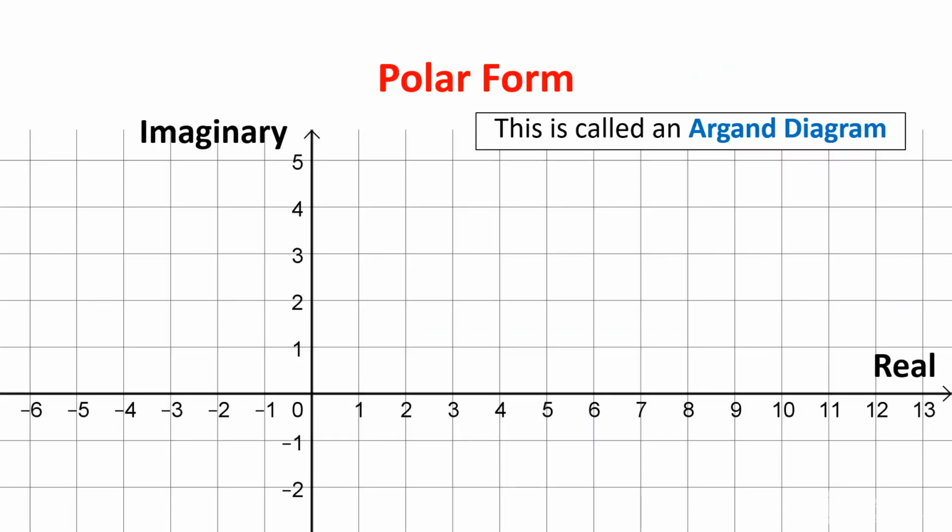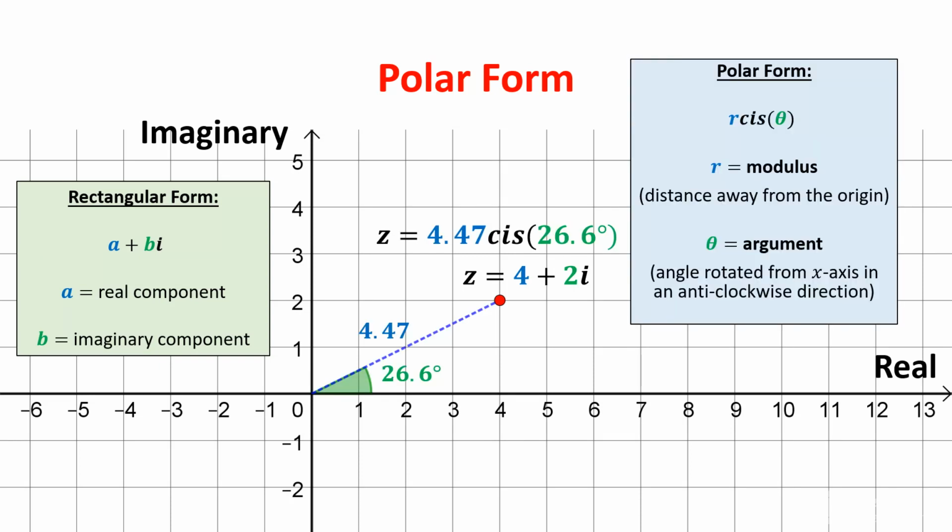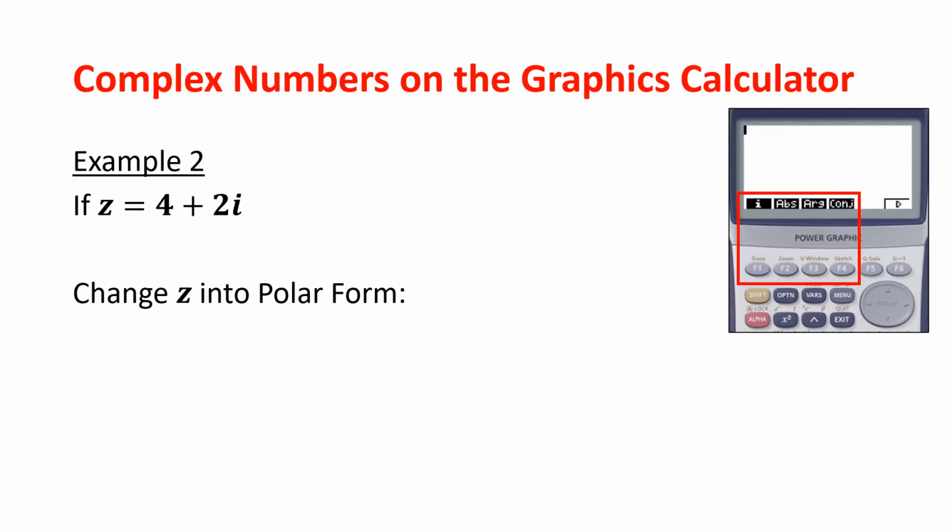Now, remember, complex numbers also get put on an argand diagram in both rectangular form, but also polar form. And polar form has an r for a modulus and a theta for an argument. So we can also do polar form on the calculator. So how do we change z equal to 4 plus 2i into polar form?